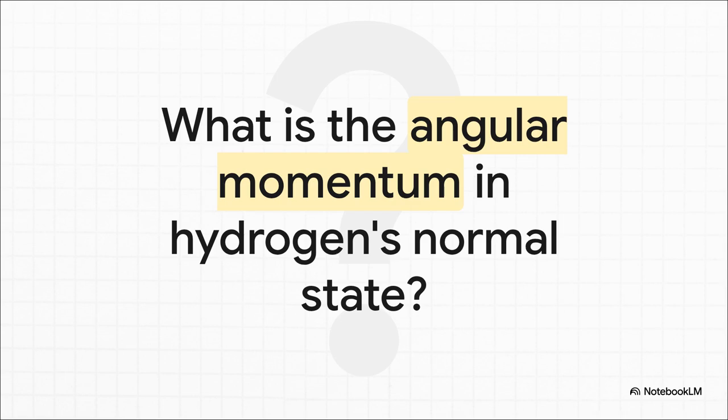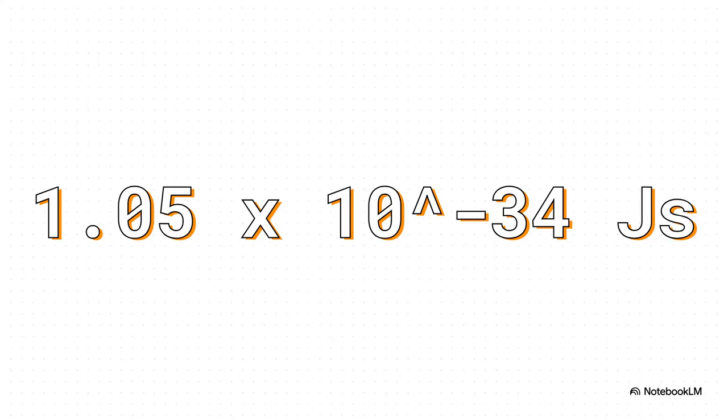Got your number figured out? The definitive answer is 1.05 times 10 to the power of negative 34 joule seconds. If you use the formula L equals n times Planck's constant divided by 2 pi and just plugged in 1 for n, you absolutely nailed it.